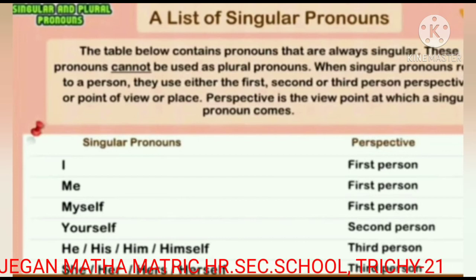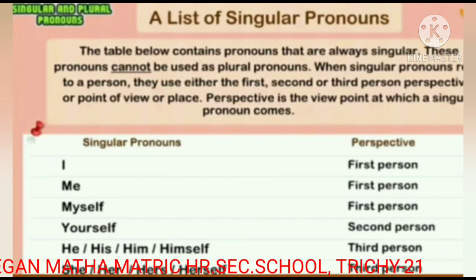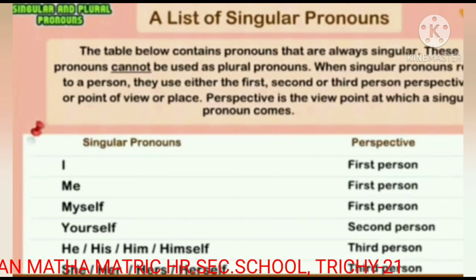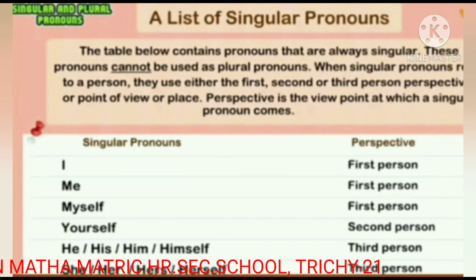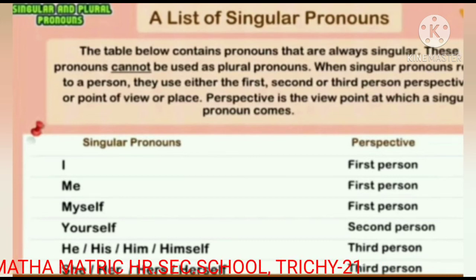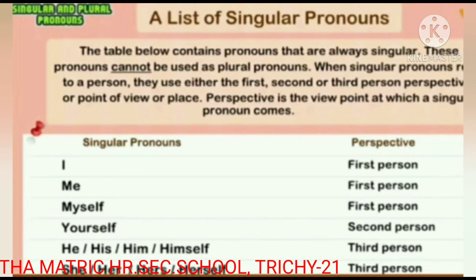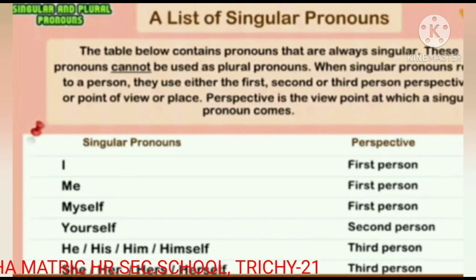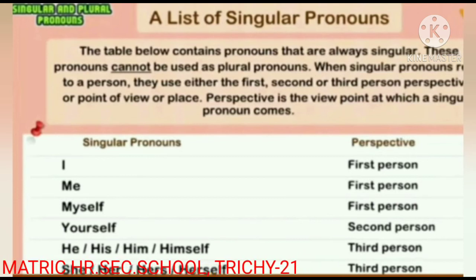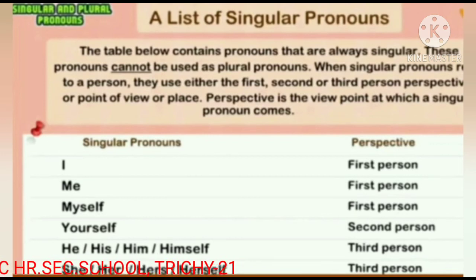Okay, children, listen. The table below contains pronouns that are always singular. These pronouns cannot be used as plural pronouns. When singular pronouns refer to a person, they use either the first, second or third person perspective, or point of view. Perspective is the viewpoint from which a singular pronoun comes.